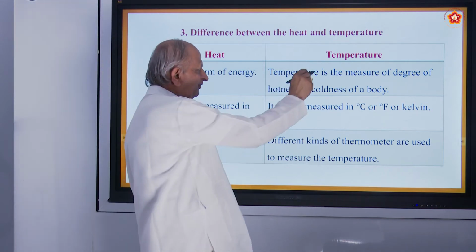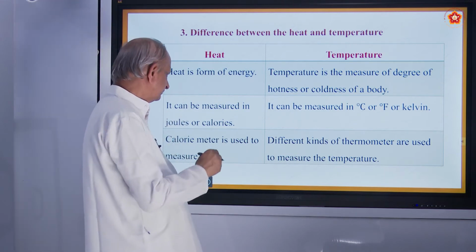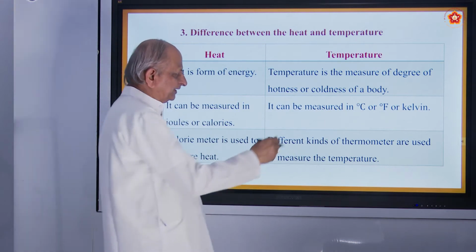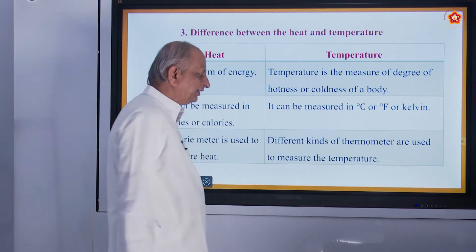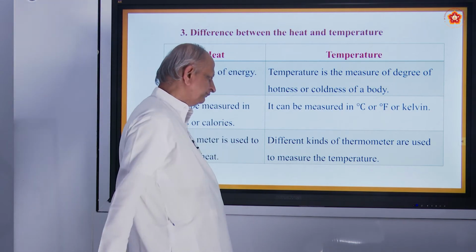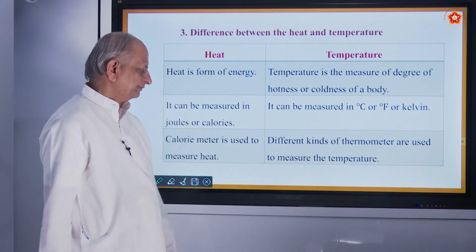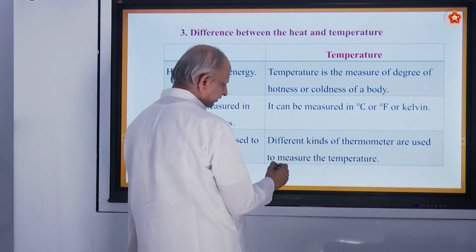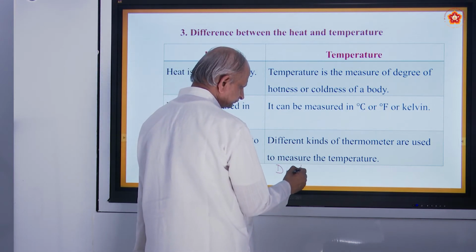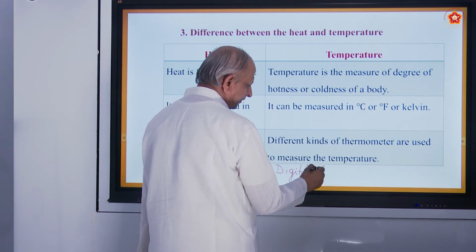Temperature is a measure of the degree of hotness or coldness of a body. Heat can be measured in joules or calories. Temperature can be measured in degree C or degree Fahrenheit or Kelvin. A calorimeter is used to measure heat. Different kinds of thermometers are used to measure temperature, as you have seen about the digital thermometer. You have heard about the laboratory thermometer.